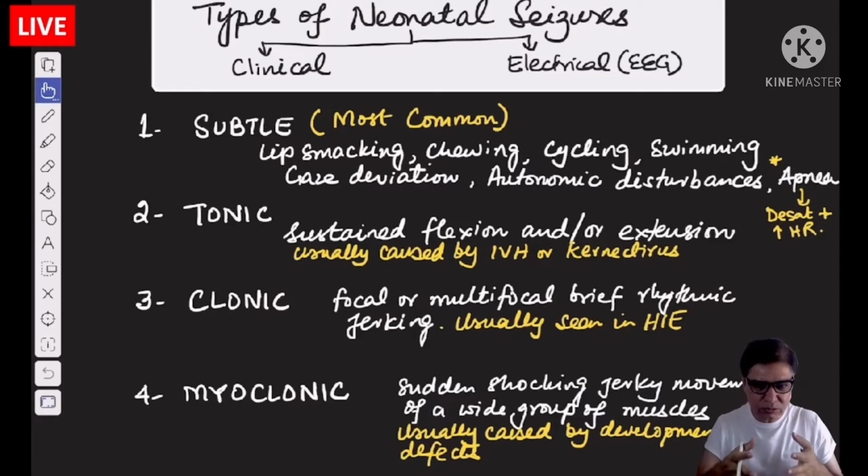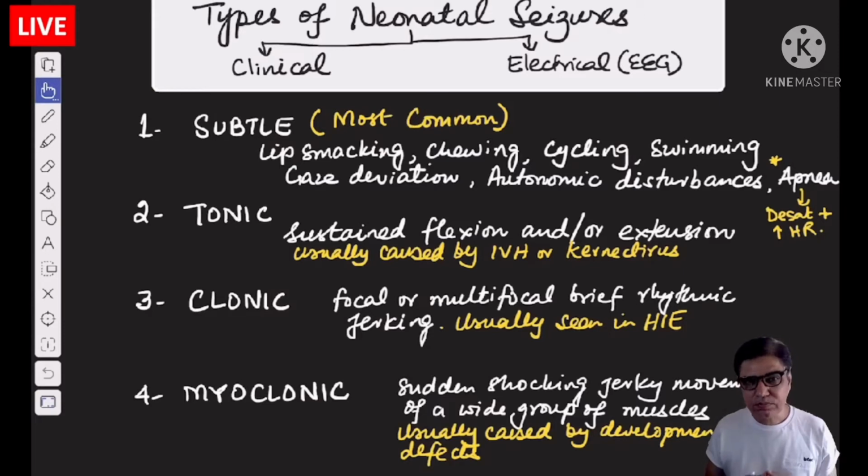So this is the classification of neonatal seizures. When it comes down to the clinical forms of neonatal seizures, whether associated with EEG changes or not, remember there are 4 types which you must remember. The first and foremost are subtle seizures. Now these are one of the most common seizures in newborns. The reason that most of the seizures in newborns are subtle is because the neurons are very immature.